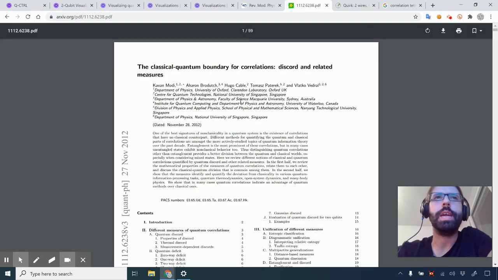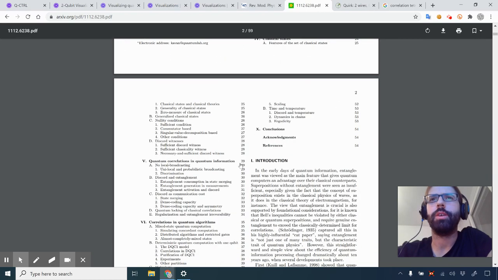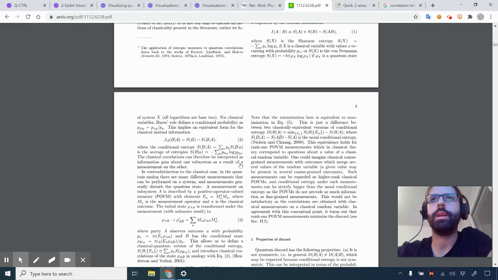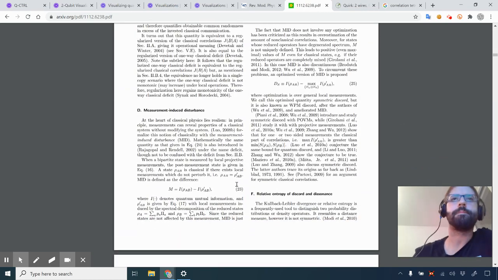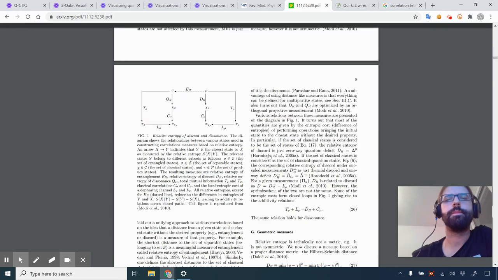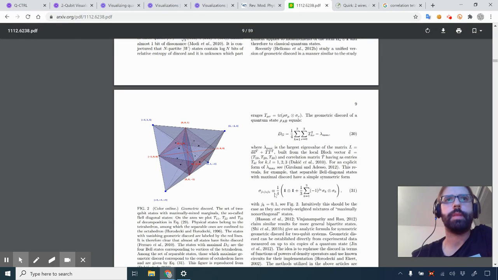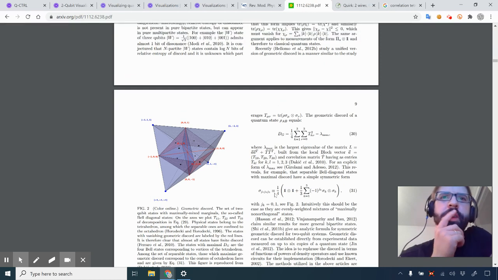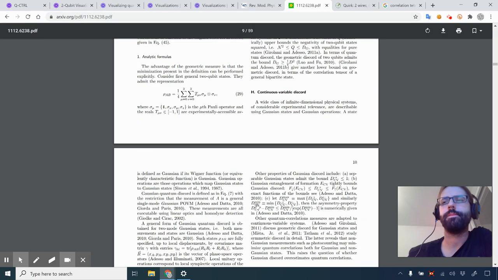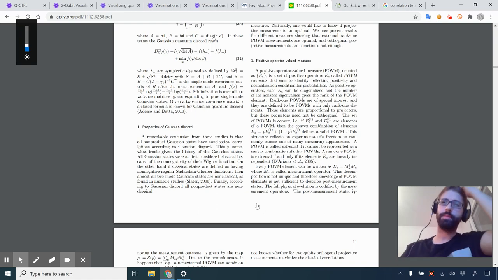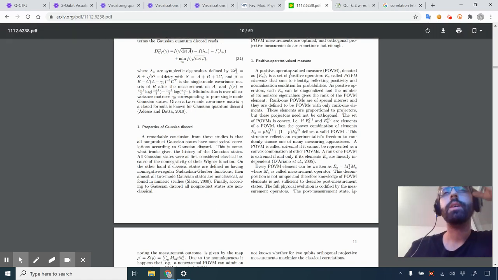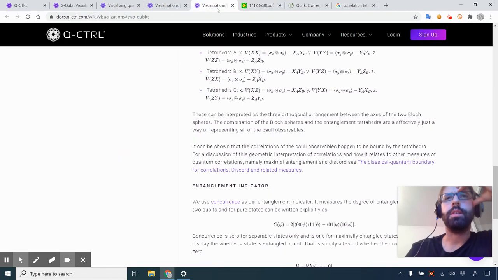Is that big? Oh, 59 pages. That is a rabbit hole. Oh my God. Oh, nice. Okay, gotta get something to drink. Oh, here we go with some of those things. Geometric discord. The screen is so bright. Okay, so this is done.